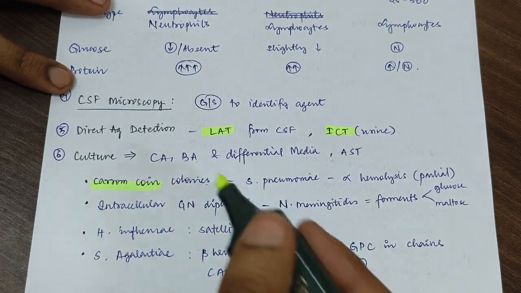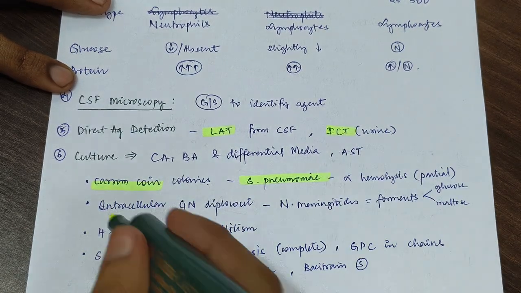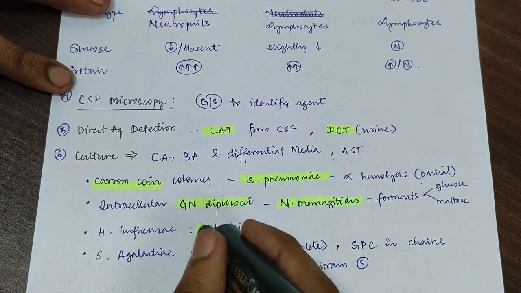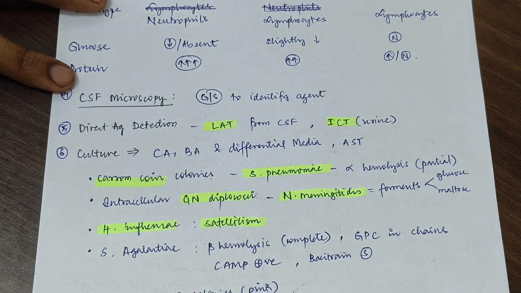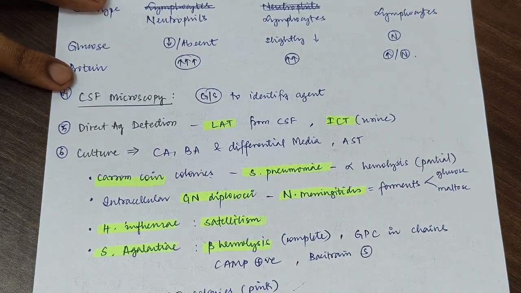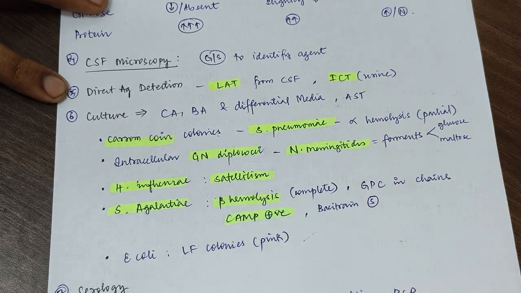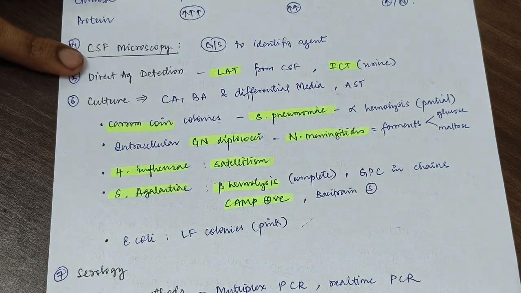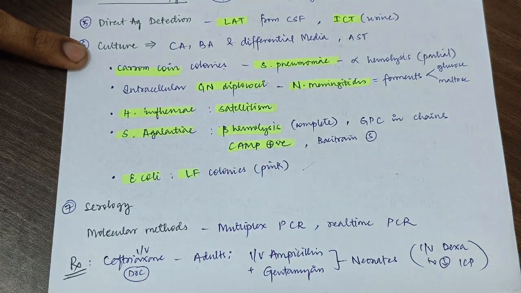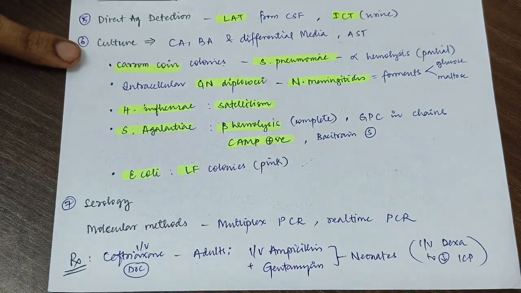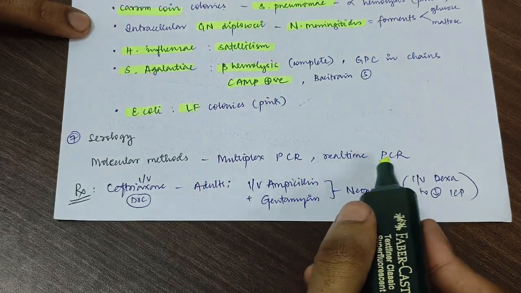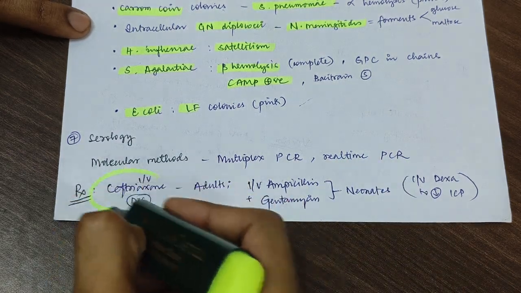Lancet-shaped diplococci, Streptococcus pneumoniae. Intracellular gram-negative diplococci, Neisseria meningitidis. Satellitism, H influenzae. Beta hemolysis, Streptococcus agalactiae; CAMP test is positive. These are very specific, that's why you are going to remember at least this much. Then E. coli, lactose fermenting colonies, those are pink in color. Serology is also fine. Then molecular techniques such as multiplex PCR, real-time PCR. Treatment is IV ceftriaxone.